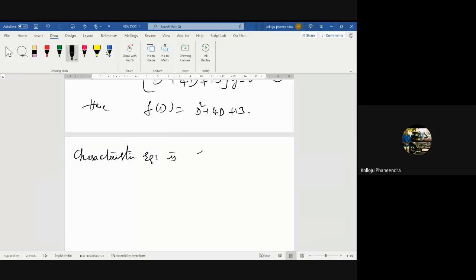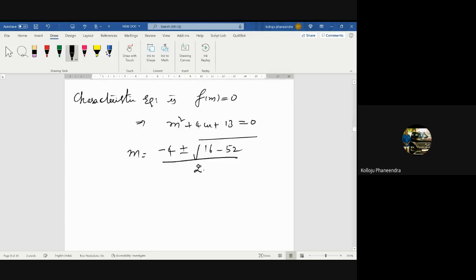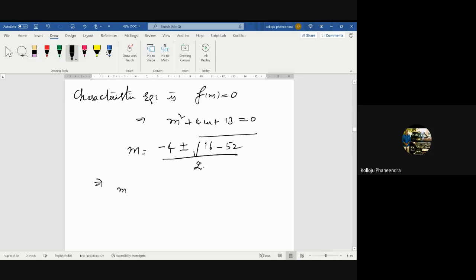Characteristic equation is f of m equal to 0. That is m square plus 4m plus 13 equal to 0. Factors? Not possible. So use the quadratic equation solution formula: minus b plus or minus square root of b square minus 4ac, by 2a. That implies m equal to minus 4 plus or minus square root of how much is this?